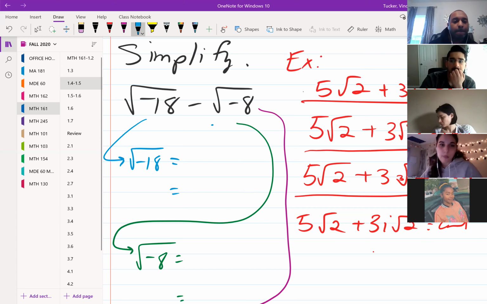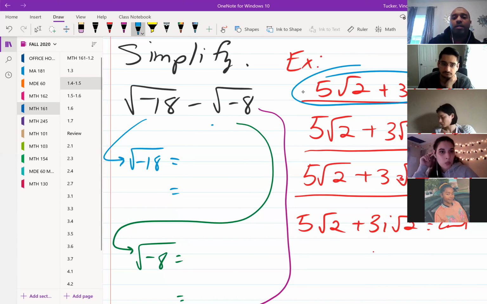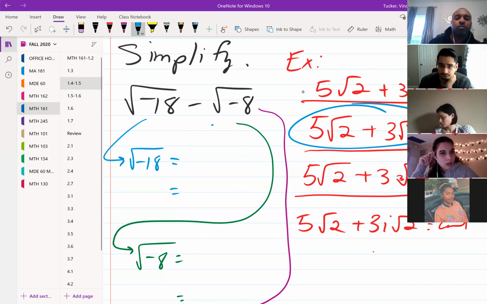So if that occurs and we simplify both of these terms as much as possible, if this happens, then great. We go ahead and simplify it to a single term. If not, then it's simplified as much as possible. And then we'll go from there.